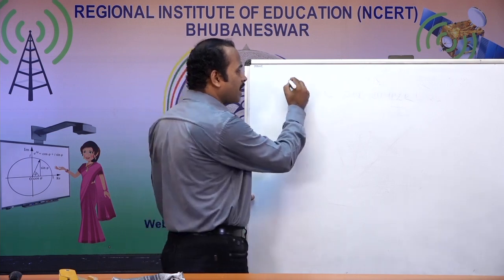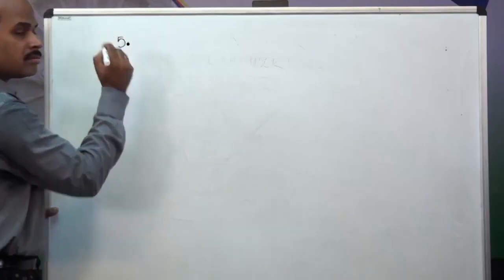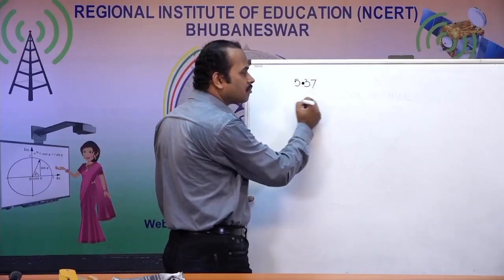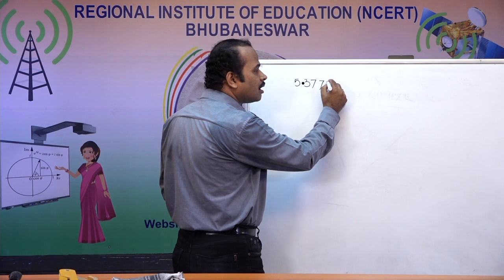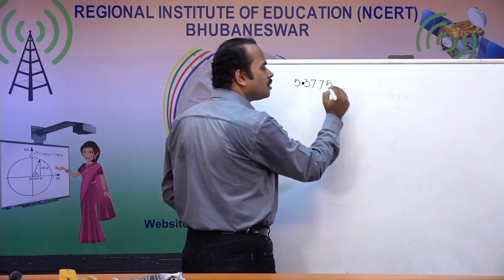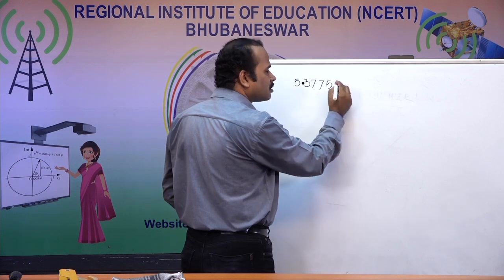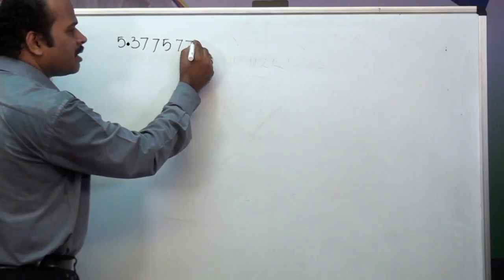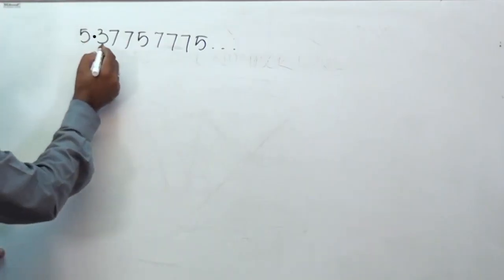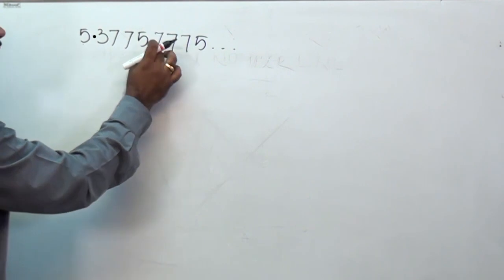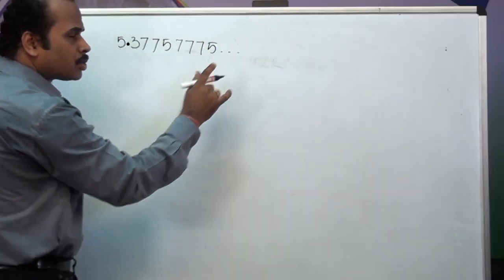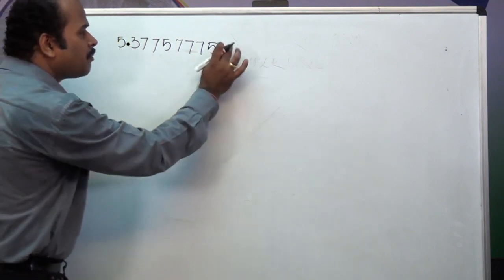For example, let me take an irrational number 5.3775, 775 and so on. Next will be 475 and so on, it will be continuing. So such types of numbers are irrational numbers.